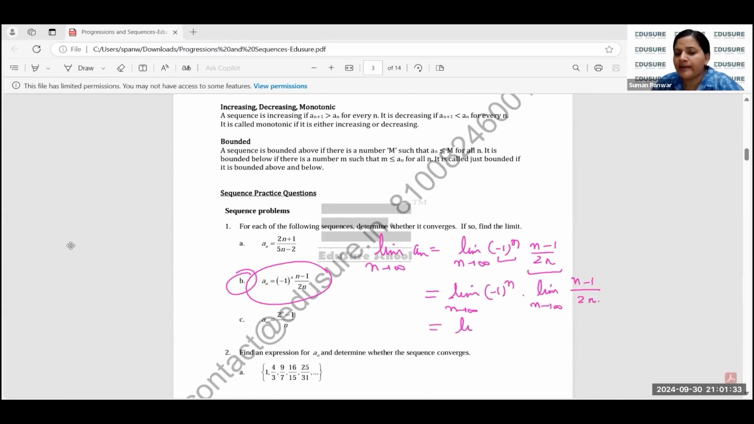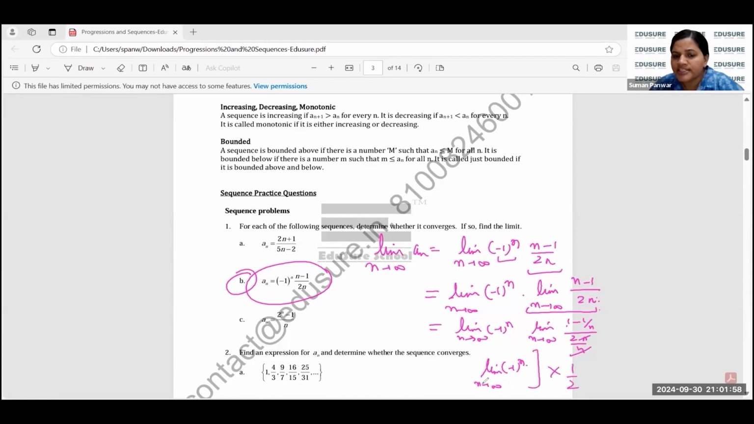So this should be the limit as n tends to infinity of (-1)^n. Let us calculate this limit. Divide the numerator and denominator by n. So (1 - 1/n) over 2n/n. Okay, so this will be the limit as n tends to infinity of (-1)^n, and now this is 1 upon 2. Okay, so this is half.